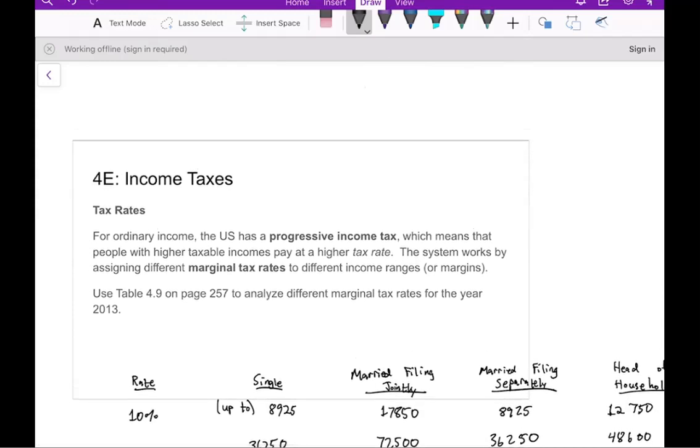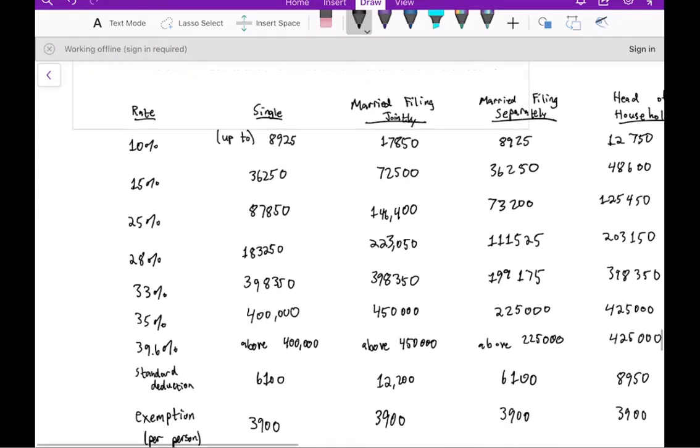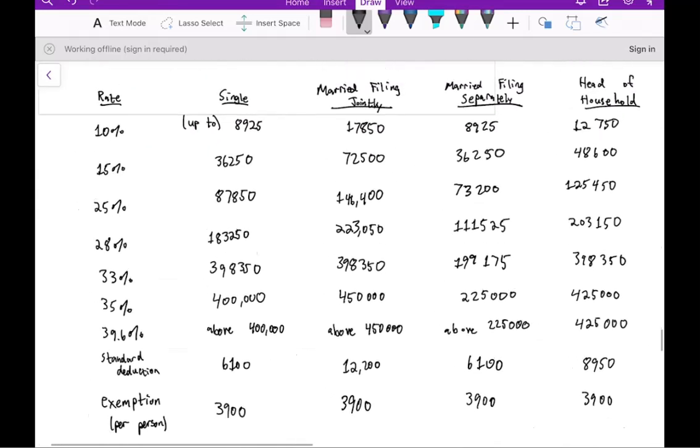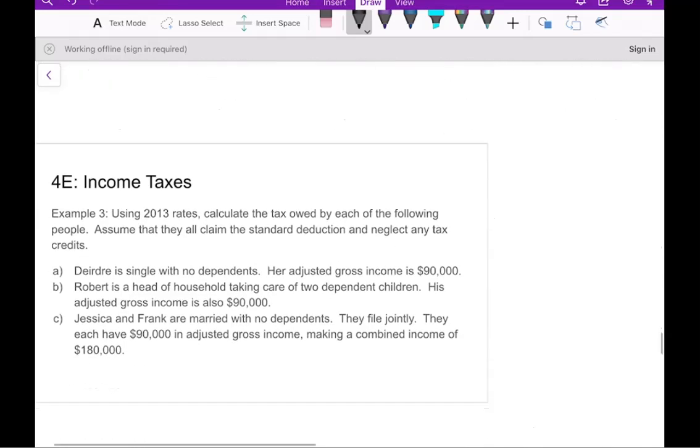Okay. Now we can talk about tax rates. For ordinary income, the U.S. has a progressive income tax. This means that people with higher taxable incomes pay at a higher tax rate. The system works by assigning different marginal tax rates to different income ranges. If you look in your textbook, you'll see that this table is here, but I copied it down so that we can have it ready for us. Of course, you're not just going to look at this and study it, but we're going to do a couple of examples, and we'll talk about how we can read this table that way.